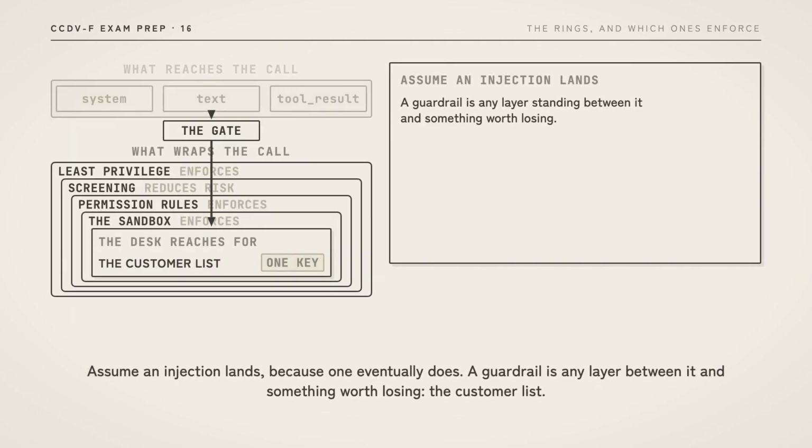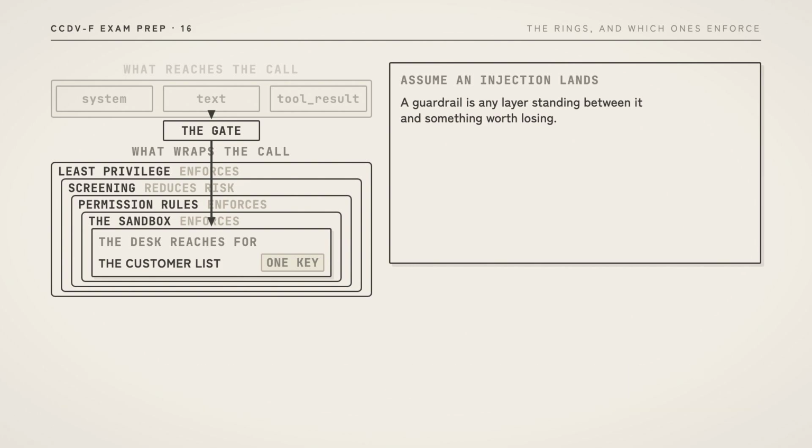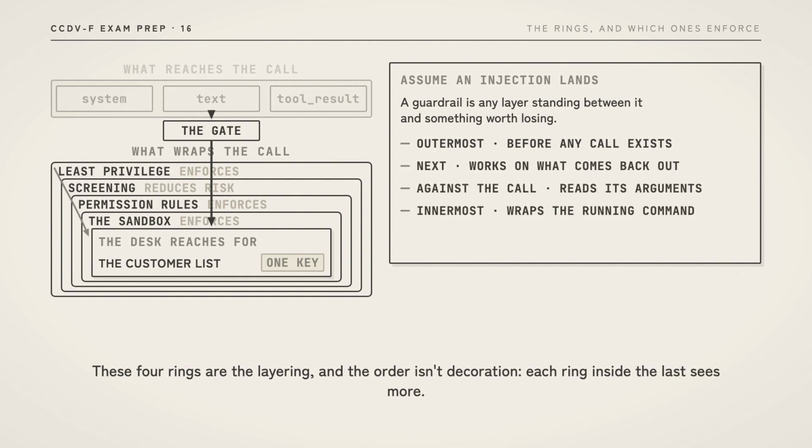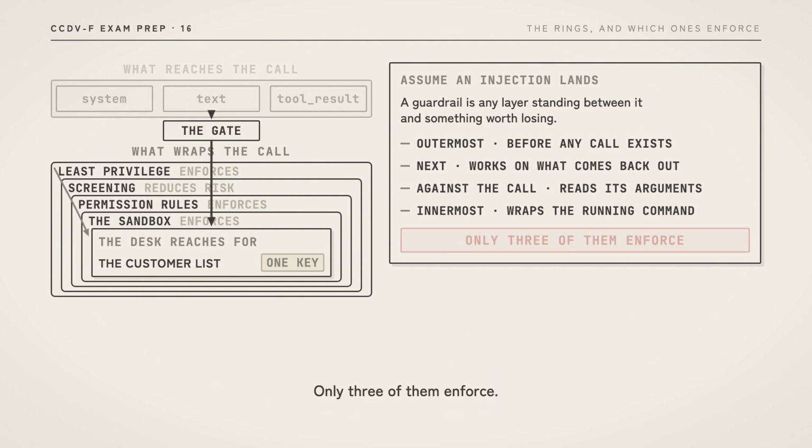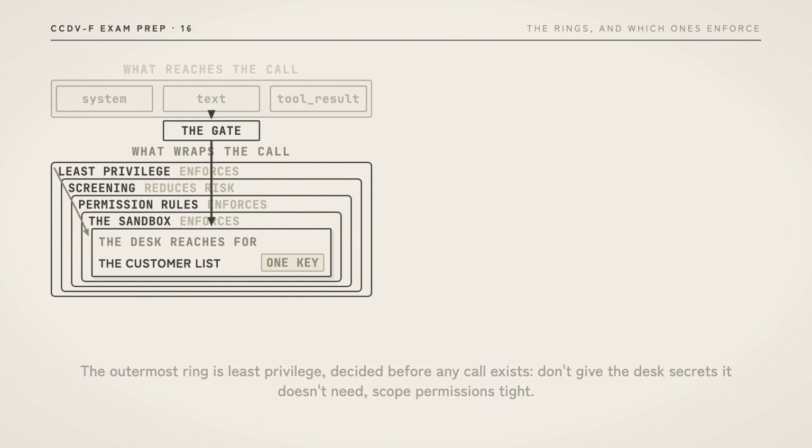Assume an injection lands because one eventually does. A guardrail is any layer between it and something worth losing, the customer list. These 4 rings are the layering, and the order isn't decoration. Each ring inside the last sees more. Only 3 of them enforce.